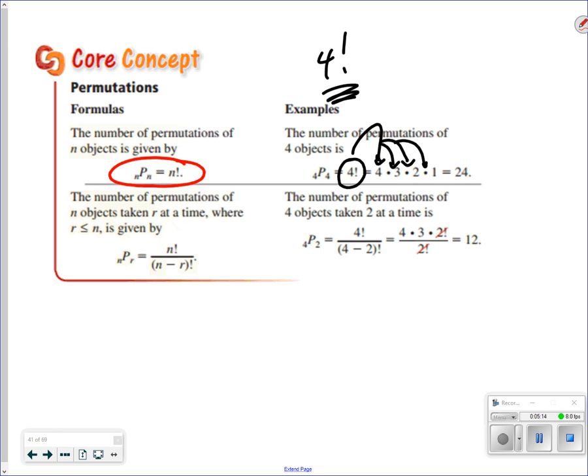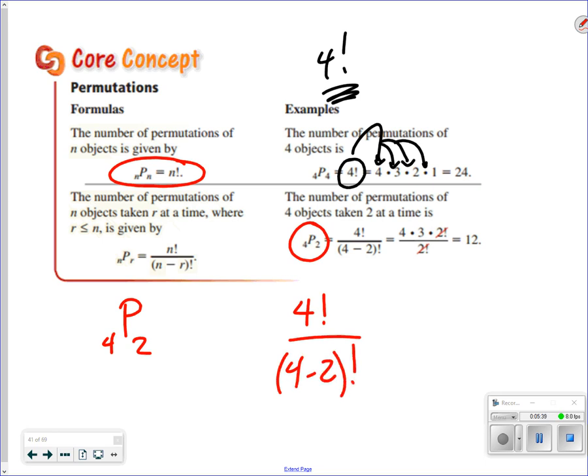Now, what happens though if you only want a certain amount? So the second question that we asked there was, you want 4 letters and you only want to use 2 of those. And so if you have 4 letters, but you only want to use 2 of them, it's 4 factorial divided by 4 minus 2 factorial. And that is the formula that will be given to you. And we'll have at least one question on the test that you will have to actually show your work. And again, this formula will be given.